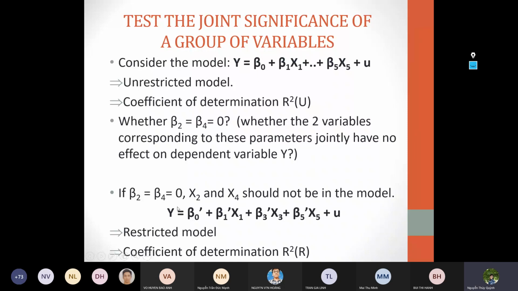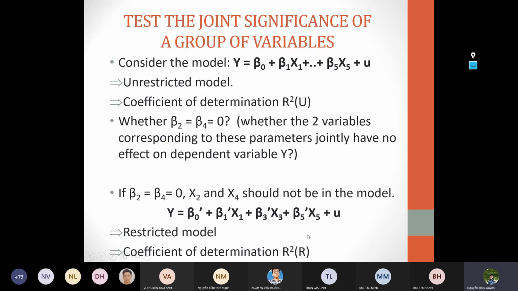Okay, so this one is called the restricted model, which means the model is restricted by the hypothesis here. The coefficient of determination of this model is called R square R, where R in the parentheses stands for restricted model.